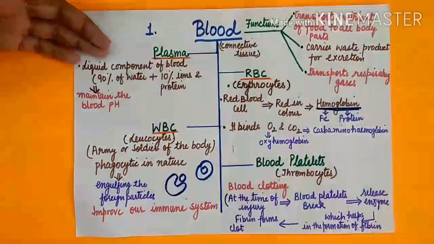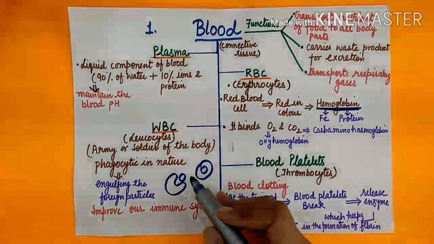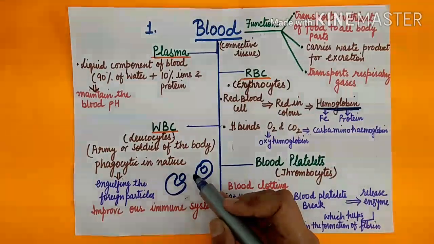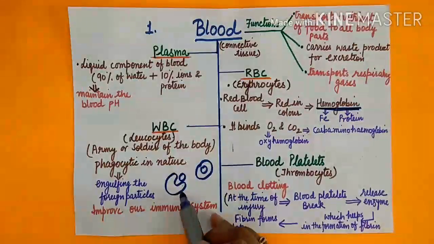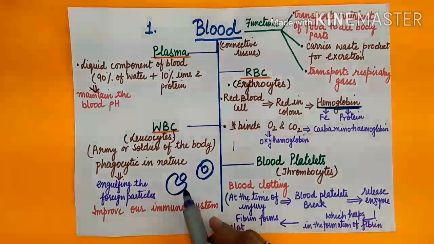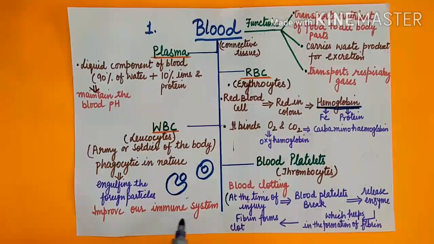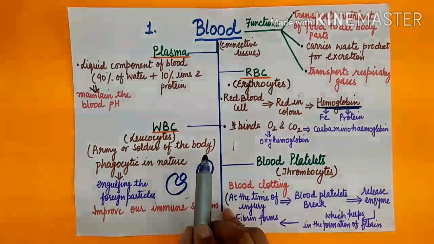Clear? So you should know about foreign particles. Whatever organism or thing comes from outside into our body which can be harmful for our body is a foreign particle. So WBC protects our human body from foreign particles. So obviously it improves our immune system. That's why it is called the soldier of the body.